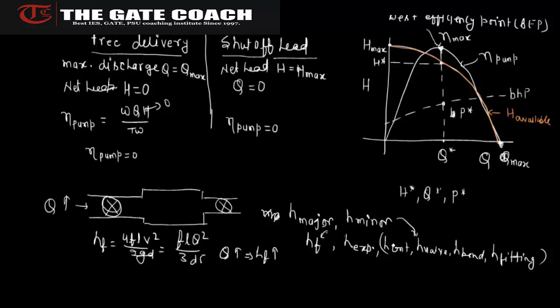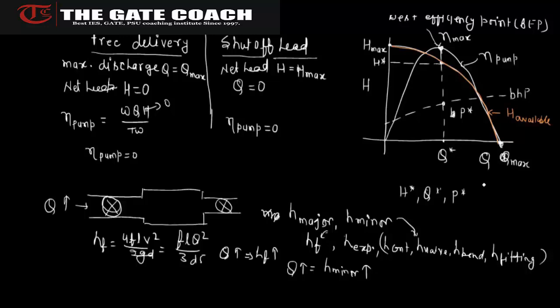Similarly, we can explain that with the increment in the discharge, H minor also increases. So with the increment in the discharge, the head required for our piping system is also going to increase, because when we increase our discharge, the major head losses increase and the minor head losses increase. So due to that, the required head is also going to increase.